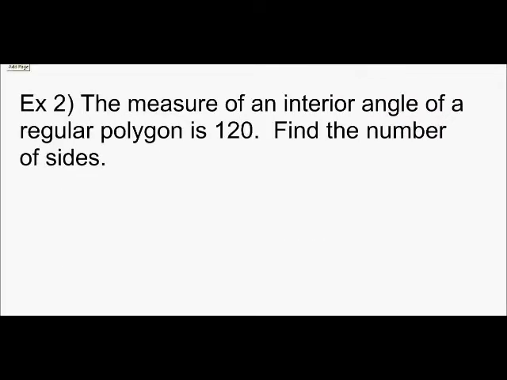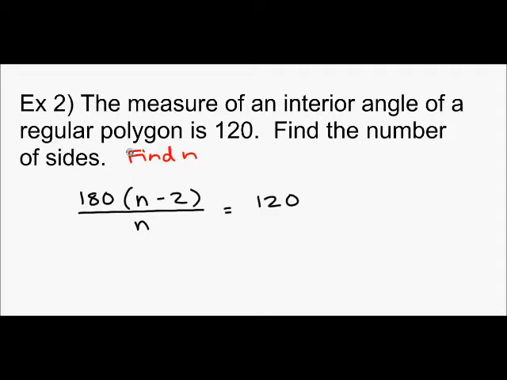Example 2, the measure of an interior angle of a regular polygon is 120 degrees. Find the number of sides. So here we have one angle in our regular polygon, so all the angles are the same measure. So I'm using this formula. Well, this would be the sum of all the angles, but we've divided by n to get 120. I want to find the number of sides, which means find n. That's our only variable here, so that's what we're looking for.